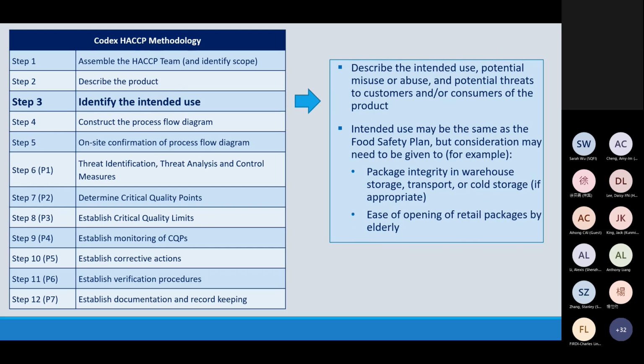Identify the intended use, describe the intended use, potential misuse or abuse, and potential threats to customers or consumers of the product. The intended use may be the same as the food safety plan, but consideration may need to be given to package integrity and warehouse storage, even pallet integrity, palletization, packaging, protection of the product, ease of opening for retail packages by some demographics, etc. So there may be other aspects that impact the quality of the product as well as the food safety of the product.